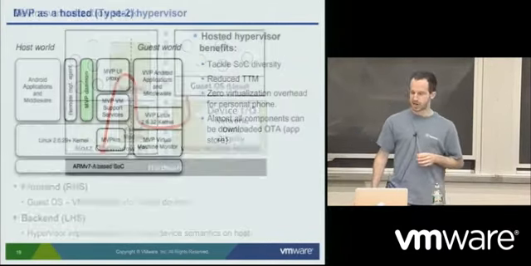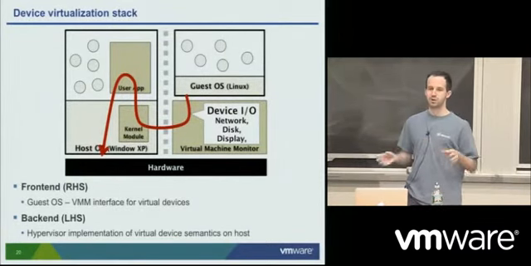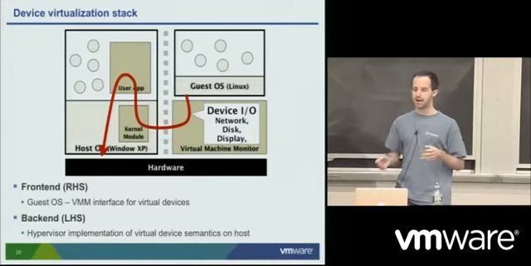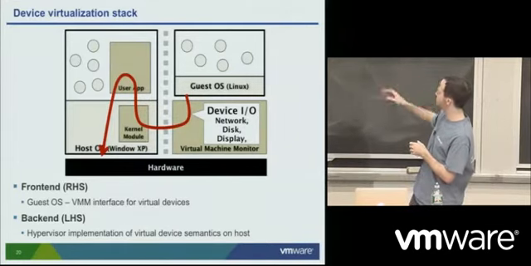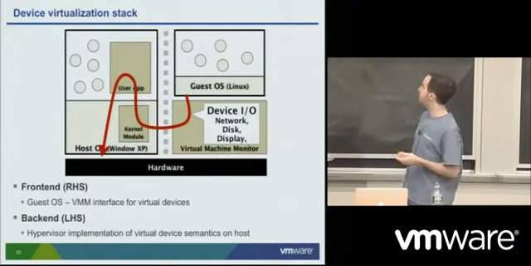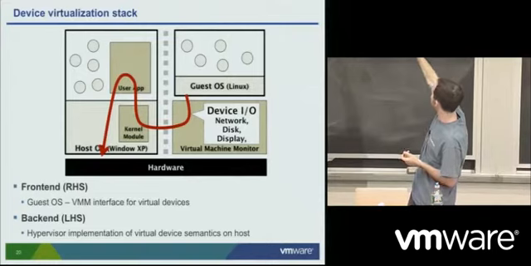So, in a hosted hypervisor, the I/O stack looks a bit like the following. We usually divide it into two parts. There's the front end and the back end. So the front end we've spoken quite a bit about already. This is the interface between the guest OS and the VMM, and that's on the right-hand side here. You can see at the top there, the guest OS and the virtual machine monitor.